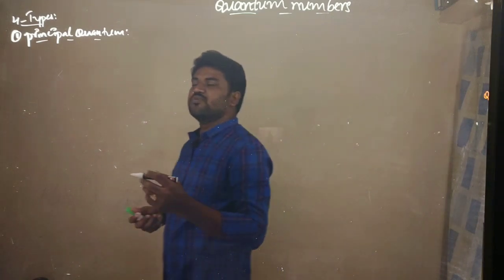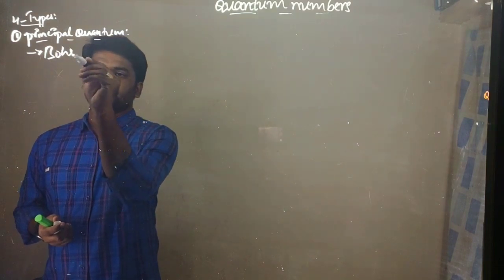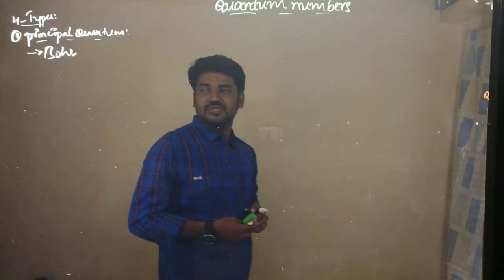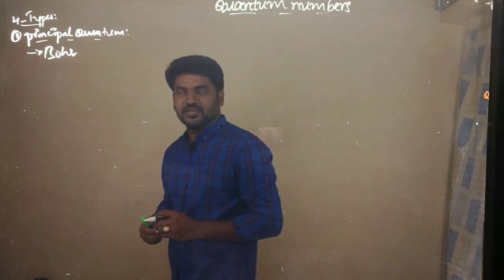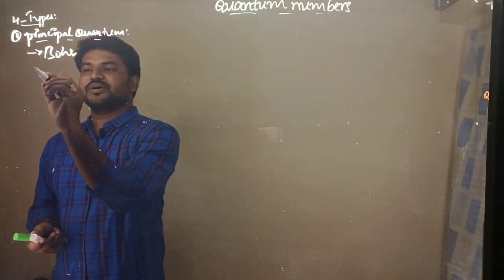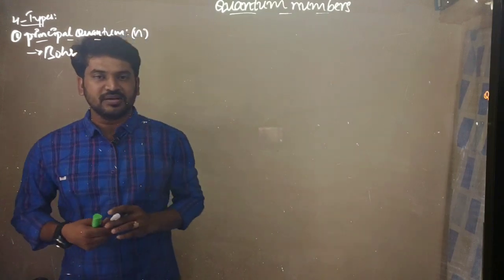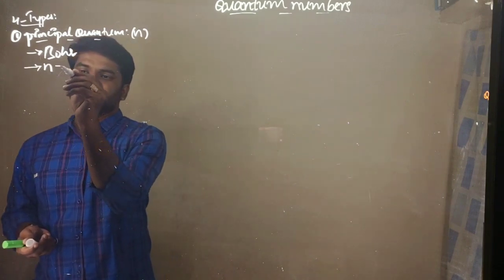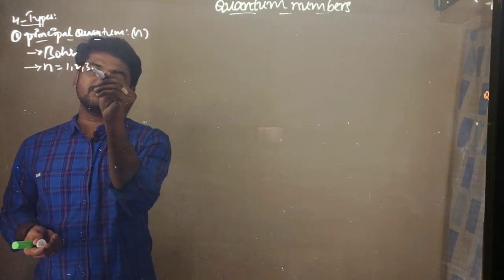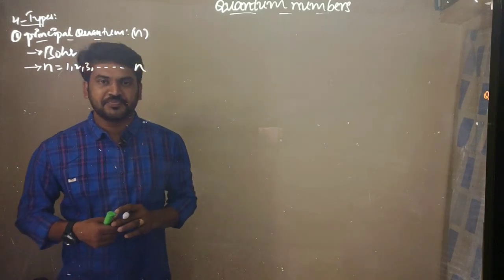Who proposed this? This was proposed by Bohr. Bohr proposed this quantum number, and it is denoted by the symbol n. The n values are natural numbers, starting from 1, 2, 3, and so on up to n.